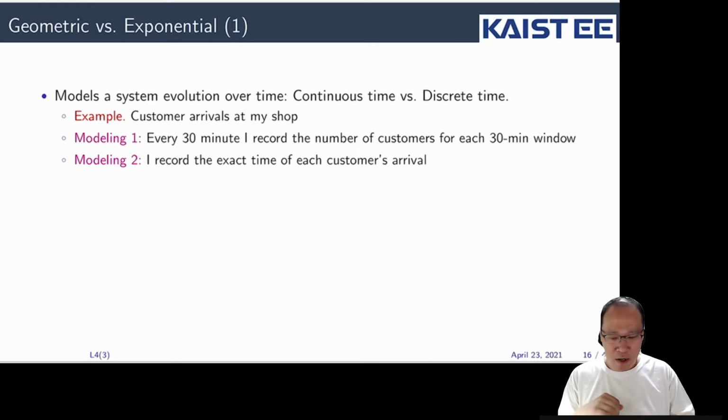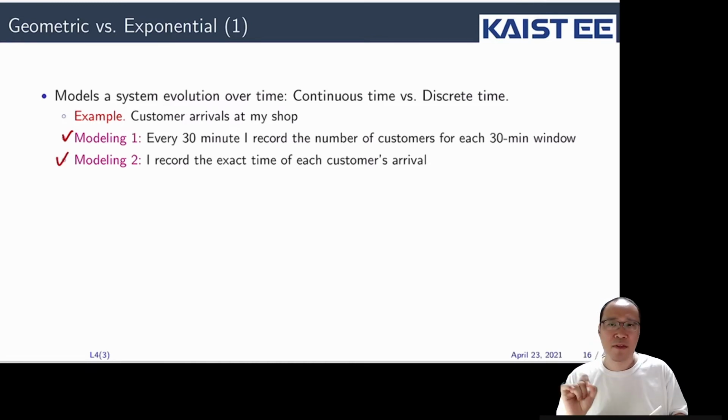And there could be two modeling approaches. First modeling is that, okay, in every 30 minutes, I will record the number of customers for each 30-minute window. The first 30 minutes, second 30 minutes, 2 people, 3 people, and 4 people, and so on. That's one way of modeling the customer arrivals at my shop.